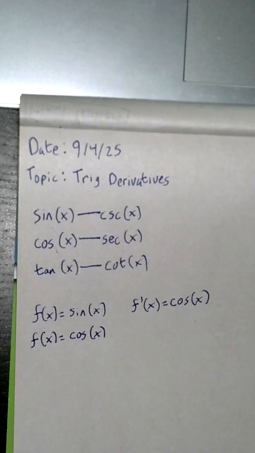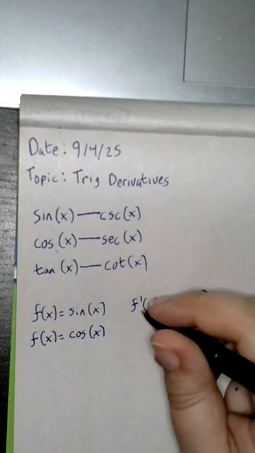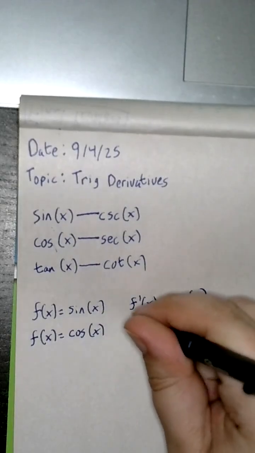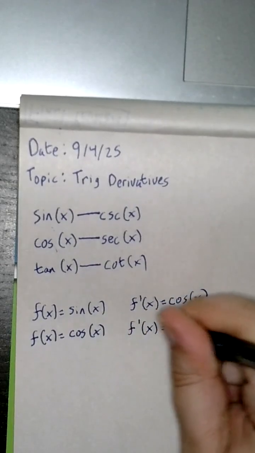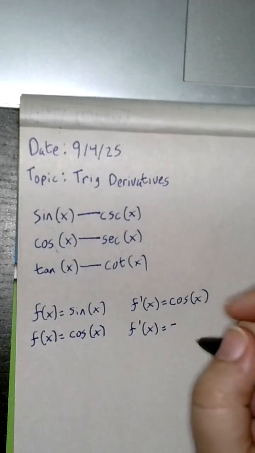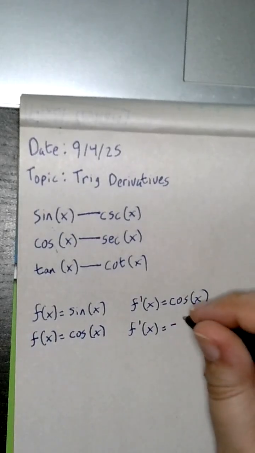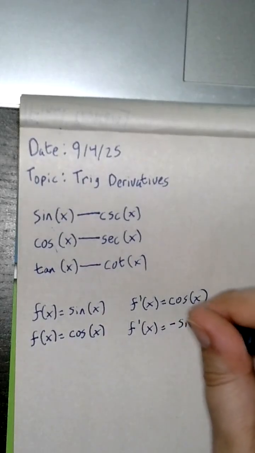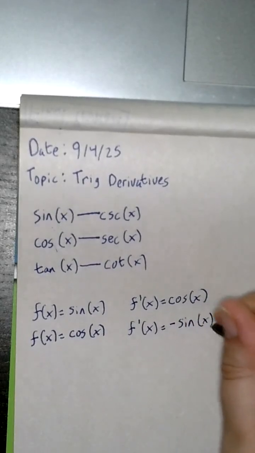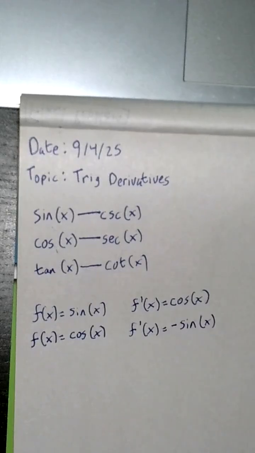The derivative of sine is not cosecant. That's right. You're absolutely right. I agree with you 100%. It's not cosecant. It is negative sine of x. What unit in Calc BC is this considered to be? This is unit, I think it's unit 2 or 3.